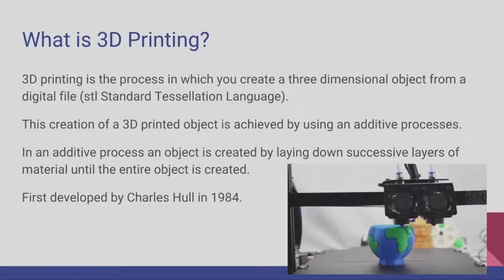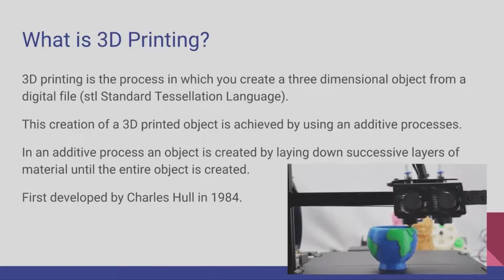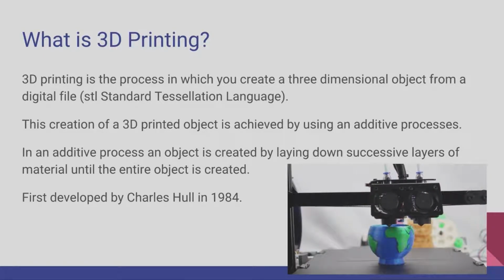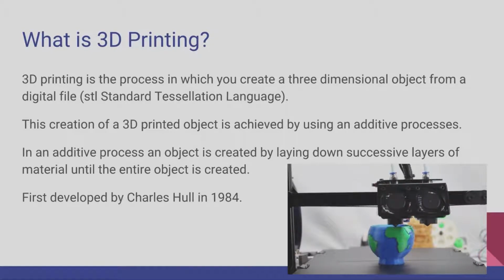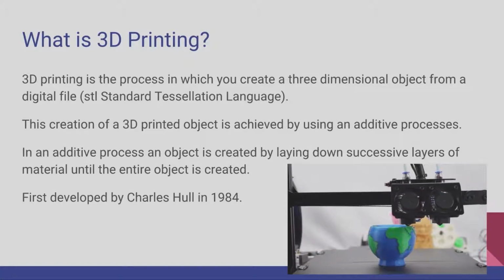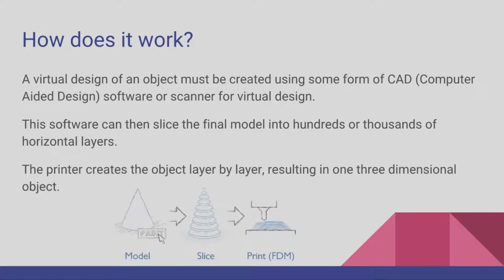What is 3D printing? 3D printing is a process in which you create a three-dimensional object from a digital file. The creation of 3D printing is done by an additive process. So what that means is first we start from nothing, and then we slowly add up until we get to our final project, whatever that may be.